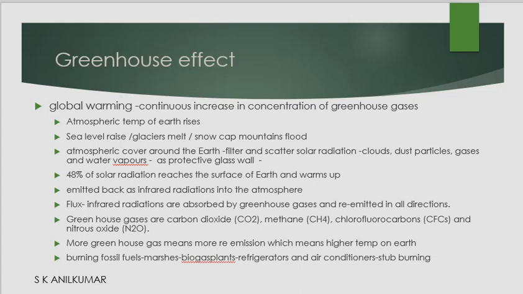So this atmosphere acts as a protective glass wall to prevent the radiation of the sun from fully falling on the earth. Now 48% of the solar radiation reaches the earth's surface. The rest are either filtered or scattered. Of this 48%, only 1% is used by the plants. Plants need sunlight to make food. That is the most important thing. Once plants make food, all other creatures can eat that food and survive.